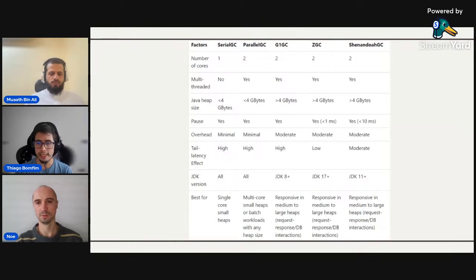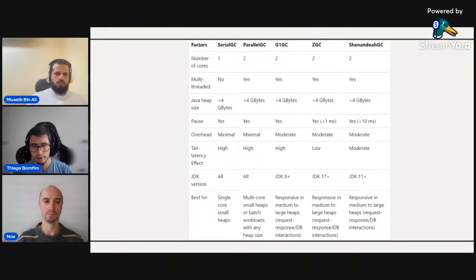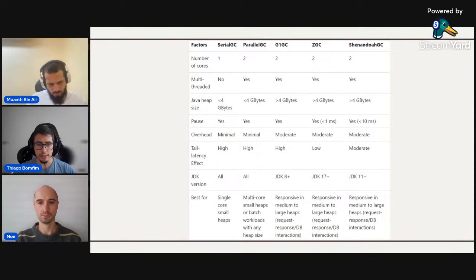Go to ZGC if you really want a low latency application. ZGC has less than 1 millisecond of pause times. I think now in the later versions it's really small, it's microseconds. It's really fast. So if you want low latency, ZGC maybe is the best choice.